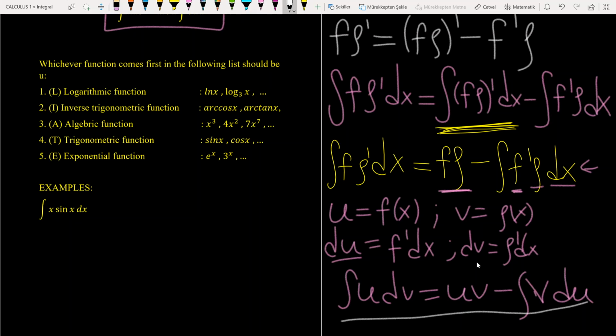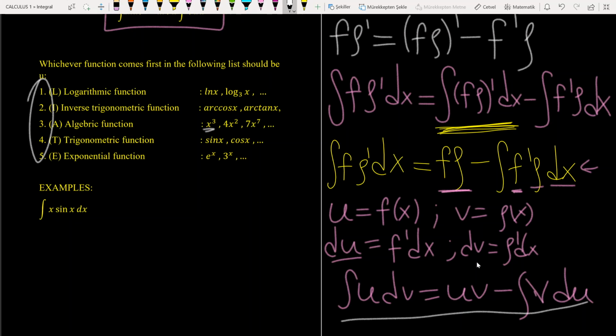How do we choose the function u? Whichever function comes first in the following list becomes u. If you have, for instance, a logarithmic function in the integral, then you have to say u is that logarithmic function. If you have a logarithmic function and an algebraic function like x cubed, then u becomes the logarithmic function.